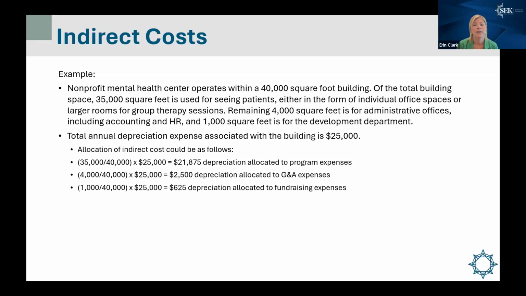So in this scenario, we have total depreciation expense of $25,000 related to that building. And this provides a very simplistic way in which you could allocate depreciation across the three functions based on the square footage of the overall building. So this would show you how to allocate depreciation for the overall building among program, G&A, and fundraising, just based solely on square footage allocation. So very simplistic, again, does not need to be overly complex, but the key is to just document the rationale for how you're calculating that.